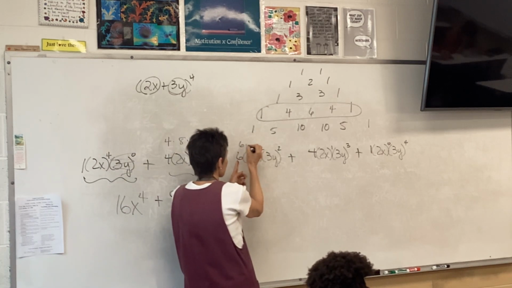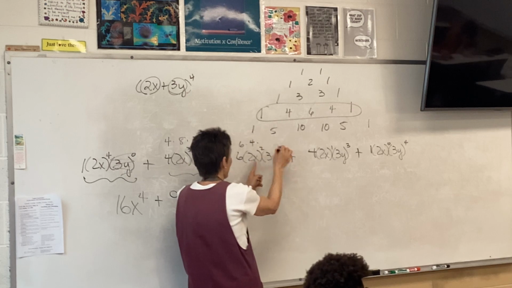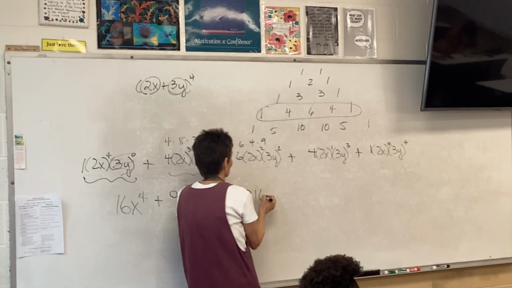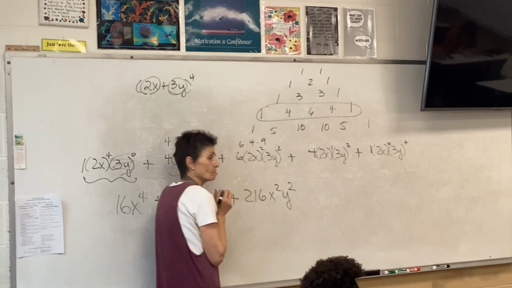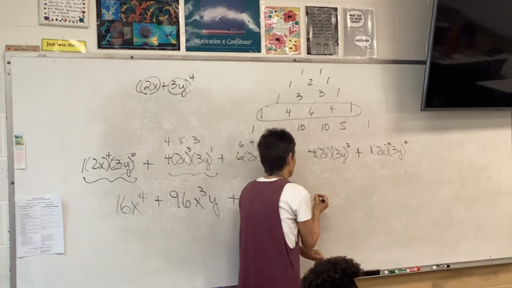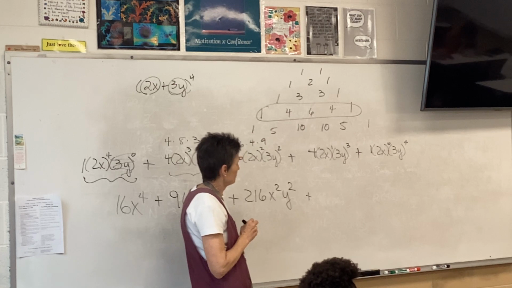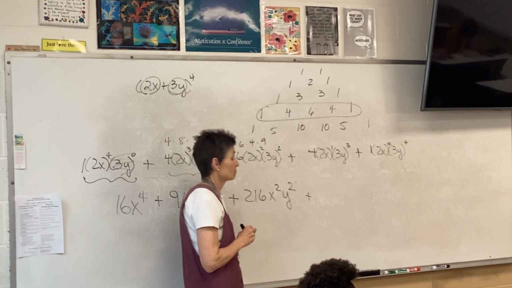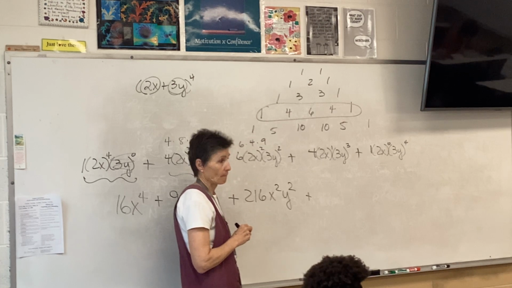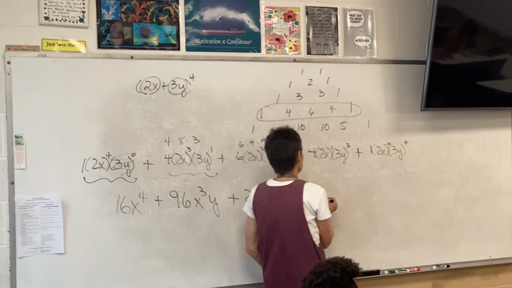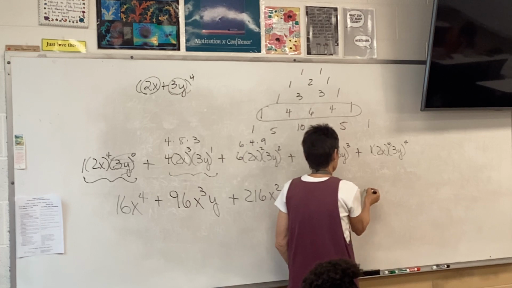This is going to be 6 times 4 times, no idea what that is. What is that, 216? Yep. You do this one on your own. Got it? 216. Another 216. X, y to the 3rd.